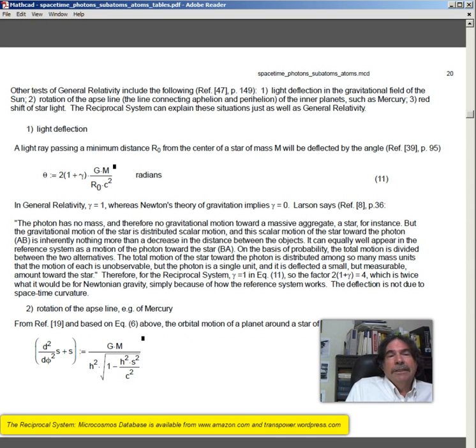Other tests of general relativity include the following, reference 47, page 149. 1. Light deflection in the gravitational field of the Sun. 2. Rotation of the apse line, that's the line connecting the aphelion with the perihelion of the inner planets such as Mercury. 3. Redshift of starlight. The reciprocal system can explain these situations just as well as general relativity.